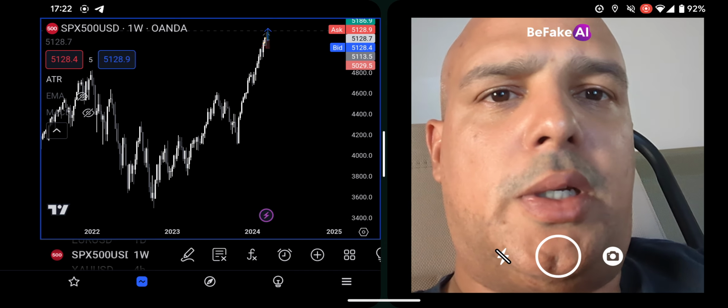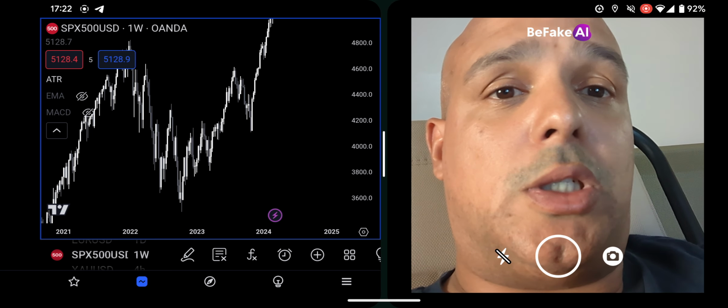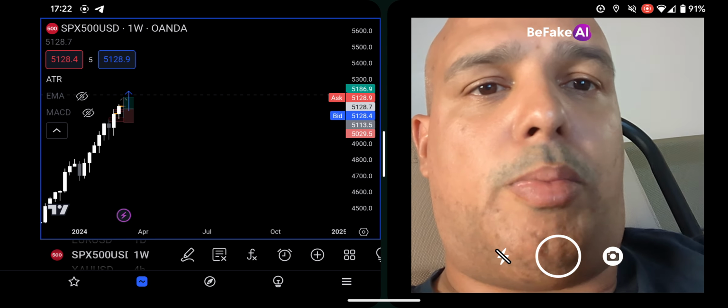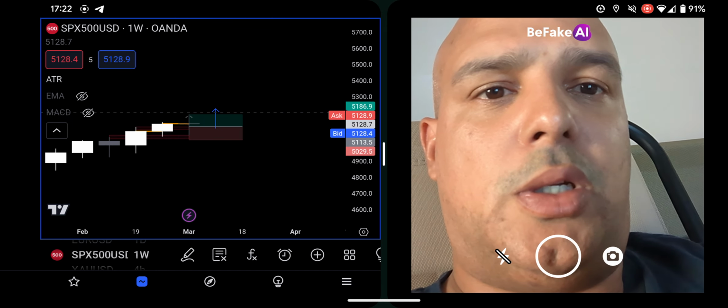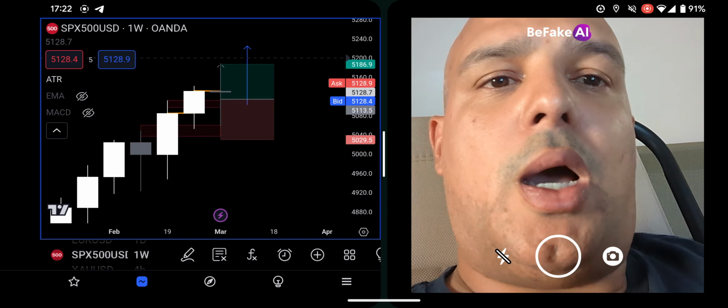Given this one, it's been going up for quite some time. I don't know where it's going to go. Really have no idea where it's going to go. So let's just look at the previous candle to see where that's at. Oop, I don't know what I just did there.